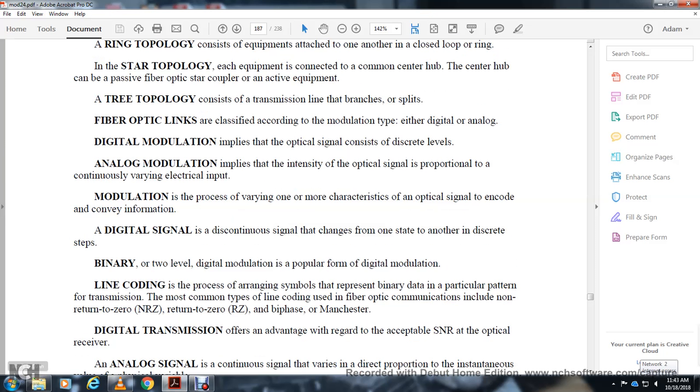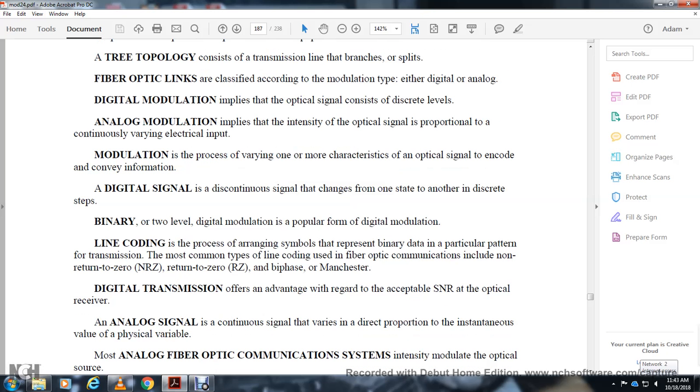Line coding is the process of arranging symbols representing binary data in a particular pattern for transmission. The most common types of line coding in fiber optic communication include non-return to zero, and biphase, or Manchester. Digital transmission offers an advantage with regard to the acceptable signal-to-noise ratio at the optical receiver. An analog signal is a continuous signal that varies in direct proportion to the instantaneous value of the physical variable.